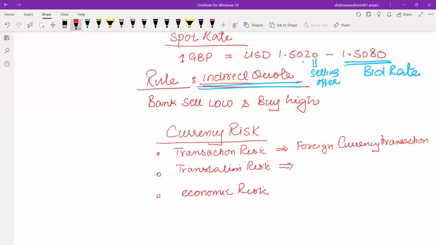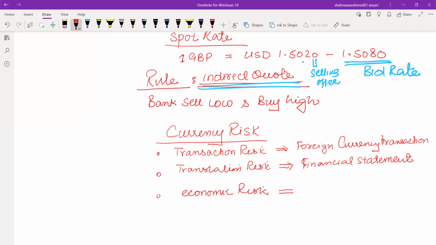Translation risk is the risk that is going to affect your financial statements. Suppose you have a subsidiary which is preparing accounts in USD and the parent company is preparing accounts in PKR, Pakistani rupees. So you have to convert the USD into PKR, the domestic country's currency. When you convert the financial statements of a subsidiary into the parent company's local currency, there will be an exchange gain or loss, and that exchange gain or loss hits the financial statements. This is called translation risk.